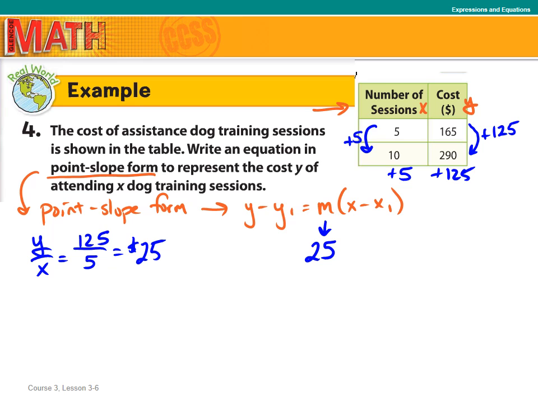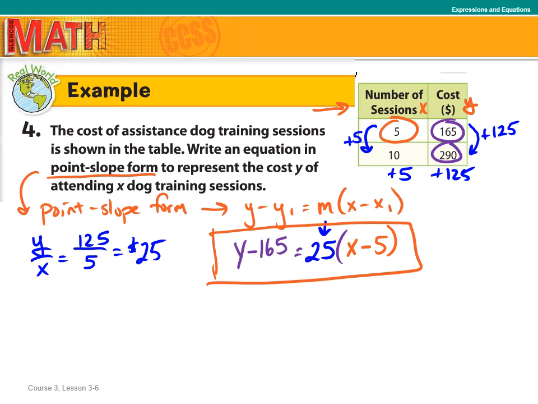But they want us to write this in point slope form. So I'm going to take y minus, put my equal sign there. For my y1, I can choose either one of these points. I can make this my y1 or this one. I always go with the first one listed, so I'm going to go with 165. That's the first one listed. Equals 25 times x minus x1. So if I use 165 as my y1, then 5 has to be my x1. So we can write it this way: y minus 165 is equal to 25 times x minus 5. That's in point slope form. That serves the requirement of writing this equation in point slope form.